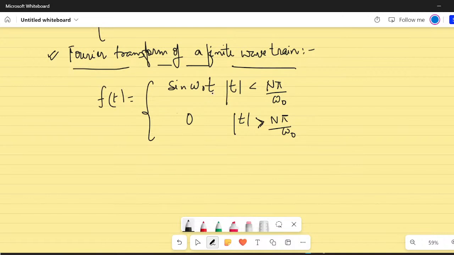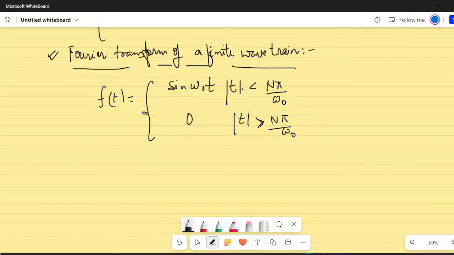So basically it is clipped to a finite wave train having n cycles. Okay, so there are n cycles. So for modulus t greater than n pi upon omega naught, the function is simply defined as 0, and for all modulus t less than n pi upon omega naught, it is defined as sine of omega naught t. Okay, so this is one thing.